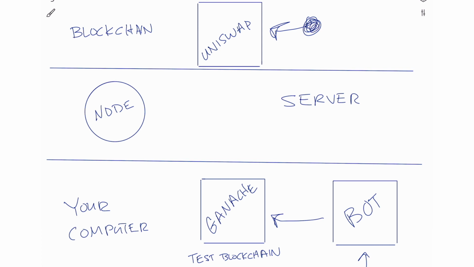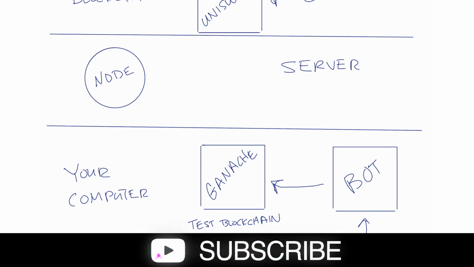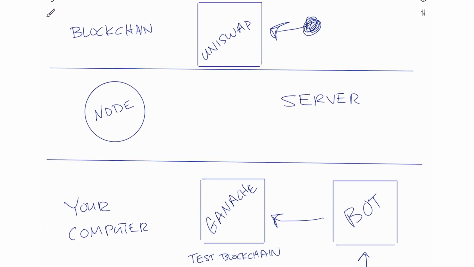So how does it do that? Well, you can connect Ganache to the blockchain to learn about Uniswap and everything else in the blockchain. So how do you do that? Well, to talk to the blockchain, you talk to a node. This is just a computer that acts as a gateway to the blockchain.